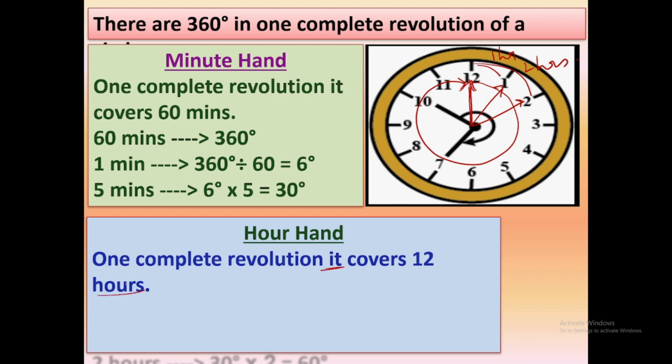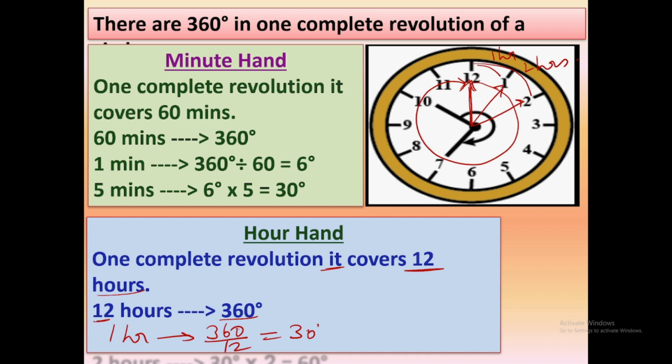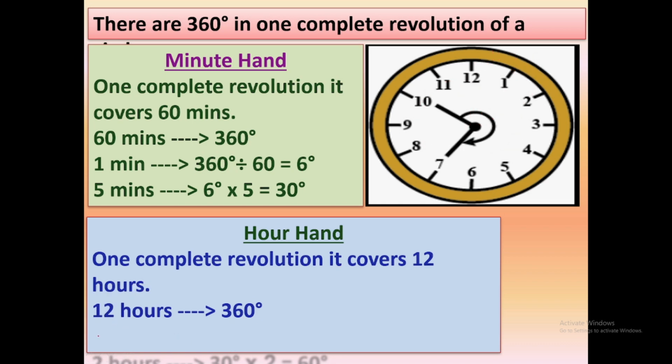Now it comes, कितना डिग्री कवर किया आवर हैंड ने एक कंप्लीट रेवोल्यूशन में? आवर हैंड ने 360 डिग्री कवर किया इन कंप्लीट रेवोल्यूशन, दैट इज इन 12 आवर्स. तो 1 आवर में कितना कवर किया? शिफ्ट दिस 12 दिस साइड, तो ये हुआ 360 अपॉन 12, दैट इज 30 डिग्री. तो 1 आवर में आवर हैंड ने कवर किया 30 डिग्री.